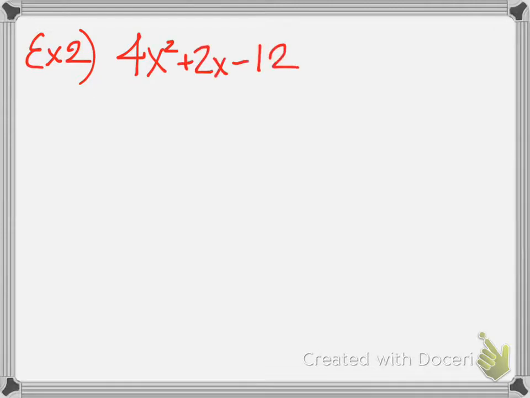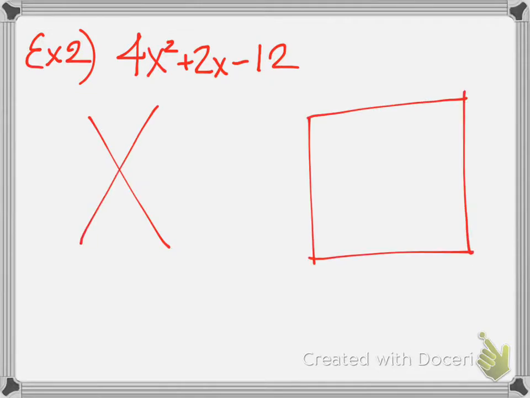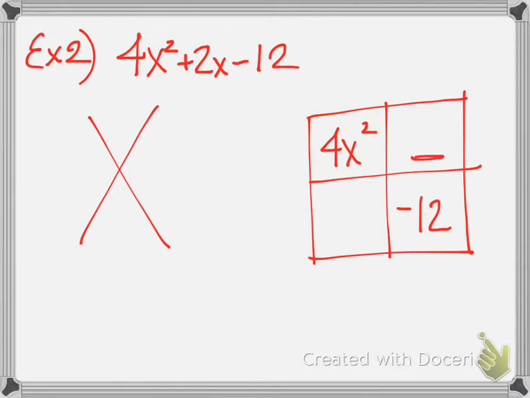Let's do the last example that we'll do now, and then we'll try them when you come to class. So example 2, we're going to factor 4x squared plus 2x minus 12. So here's my x, here's the box. Fill in the box first, so here's my 4x squared and the negative 12. I'm going to need to figure out what's in here, and then I'll be able to fill out the outside.